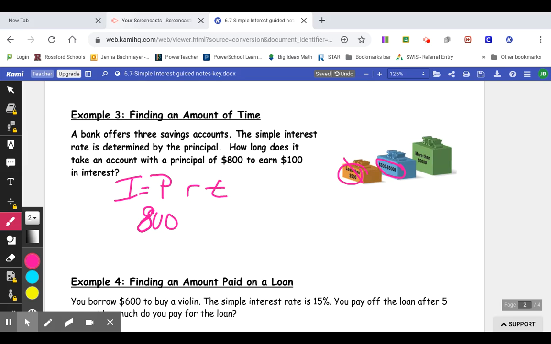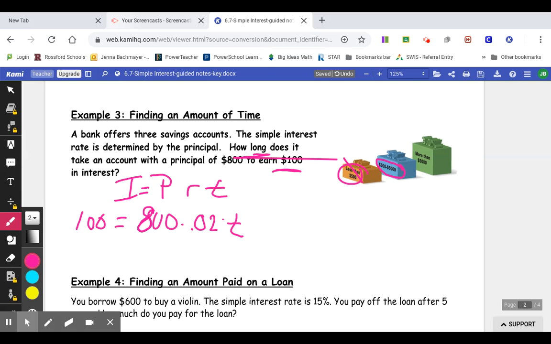So my rate is going to be 0.02. And my time, that's what I'm looking for. That's how long. So my time is going to stay my variable. And I want to earn $100. So that's my interest, $100.